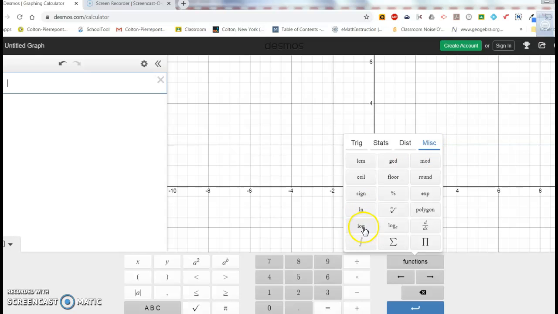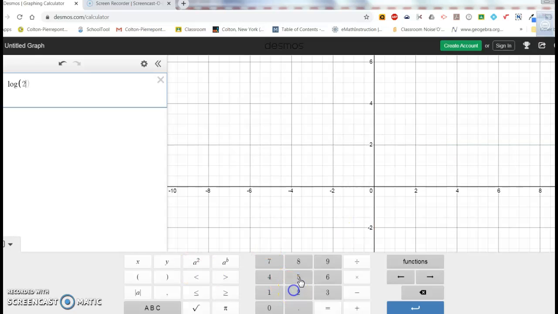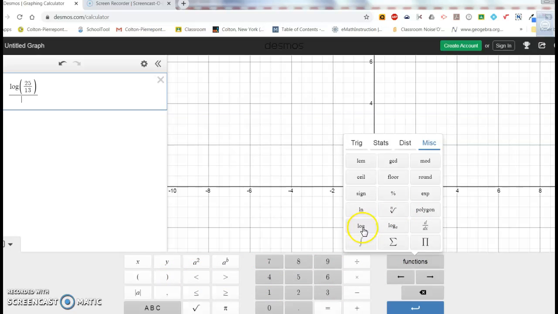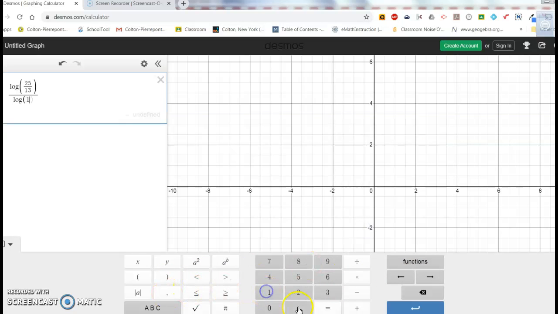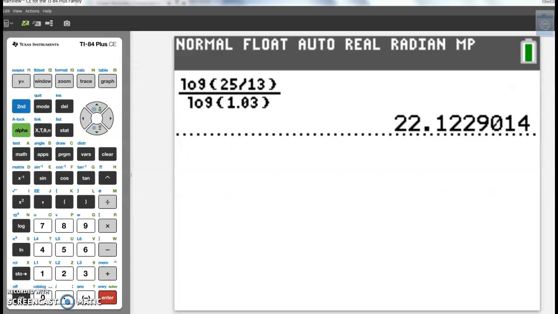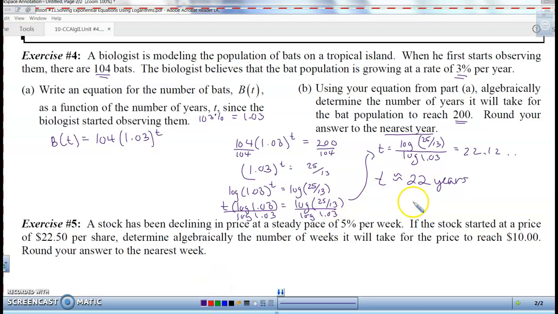So if you type this in, it's going to be log 25 divided by 13. Now notice this automatically makes into a fraction. Close your parentheses, forward arrow, close your parentheses, divided by the log of 1.03. Function key, now it stayed on the log, that's the last one we used, log 1.03. And then close your parentheses, and notice here, there's your answer, 22.12. That's the same answer that we got on the graphing calculator. See, there it is, same answer. So you can use either calculator or the Desmos function to do that.